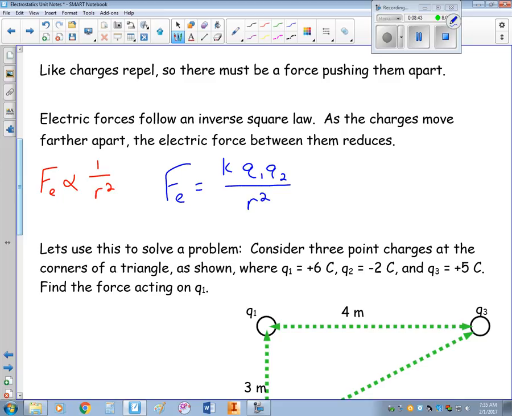Remember, the gravity equation was capital G m1 m2 over r squared. Well, here it's k q1 q2 over r squared. Now I need this to be a vector, so I'm going to multiply it by the unit vector r hat. And then this gives me my equation for calculating electric forces. K is called Coulomb's constant, and it has a value of 9 billion.